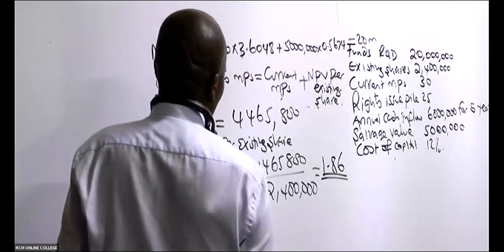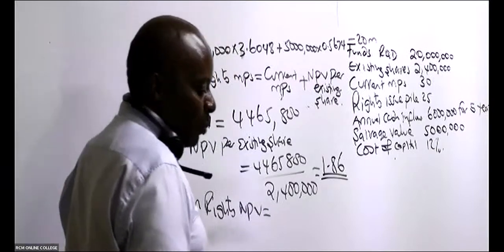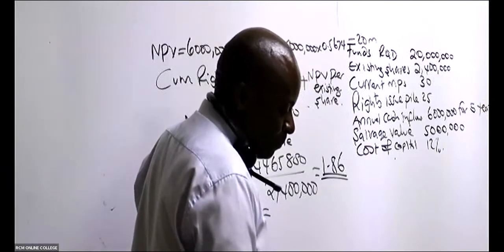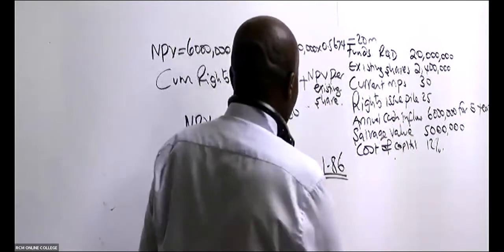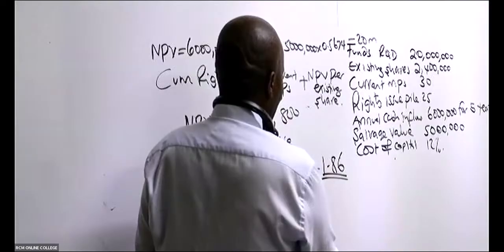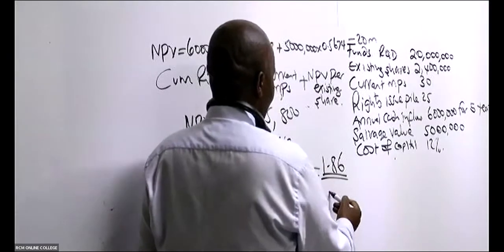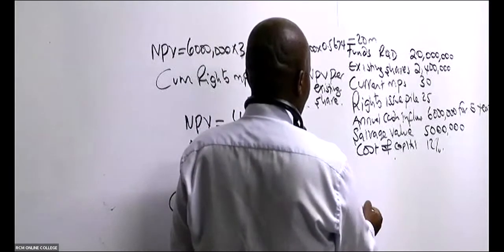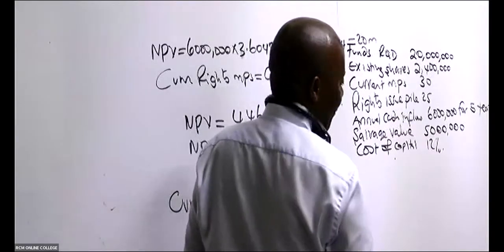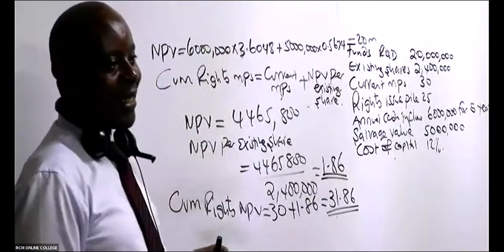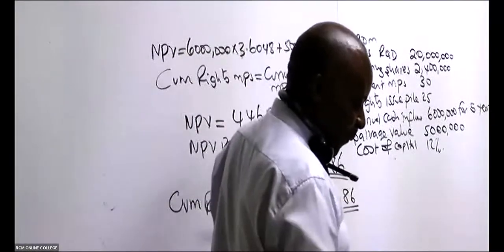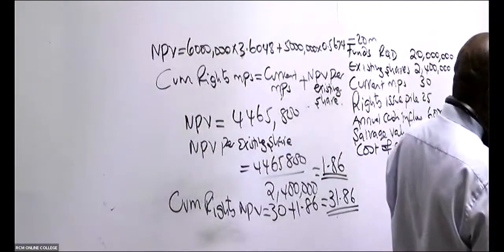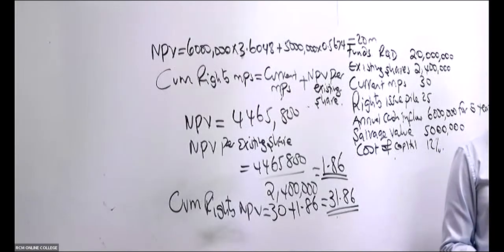With these rights, NPV will be equal to, what is the current market price per share? Yes, it is 30. Current market price per share is 30. So you take 30 plus 1.86, which will end up giving me 31.86. Please don't forget this. If they bring it this semester, very few students will be able to get it right, but fortunately, you'll be among those few students.